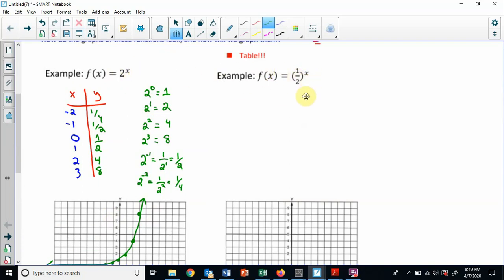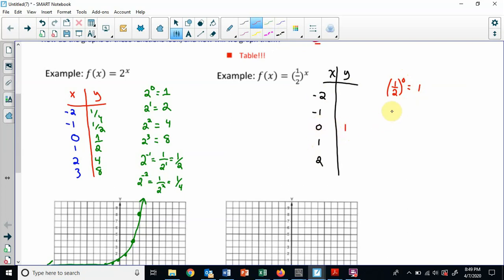Let's graph this one. So we're going to do the same thing. We're going to make an XY table and just pick some X values and some Y values. It doesn't really matter. We kind of know the shape now. Just -2, -1, 0, 1, and 2. So I'll do the easy ones first. So 1/2 to the 0th power. Remember, anything to the 0th power is going to be equal to 1. So I know that one. That one's the easy point.